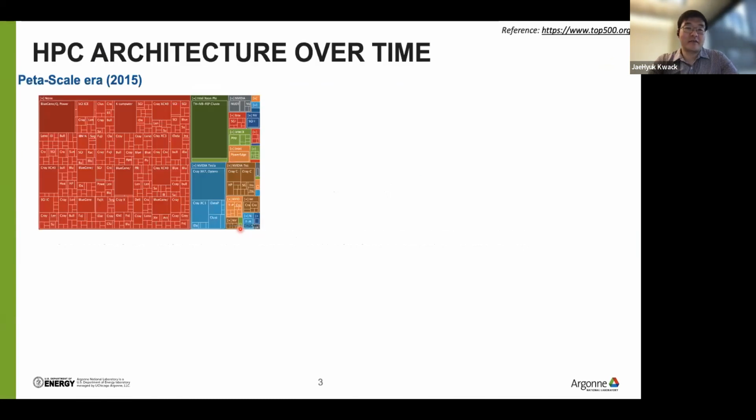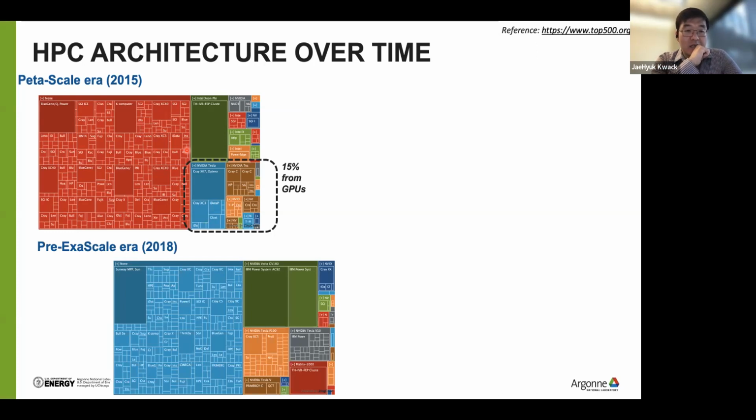I picked several years to check what kind of HPC architecture we have. I chose 2015 as the petascale era. In 2015, we had several tens of petascale systems in the Top 500. In that timeframe we can see several different architectures, but around 15% of performance came from GPU-accelerated systems. Most users were thinking of the CPU as the primary architecture, and some users used the GPU architecture for best performance.